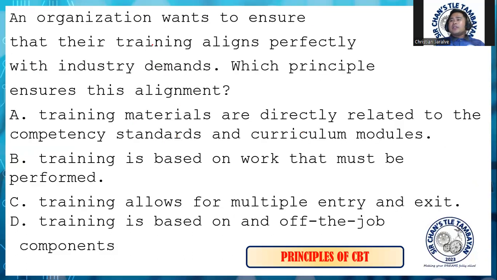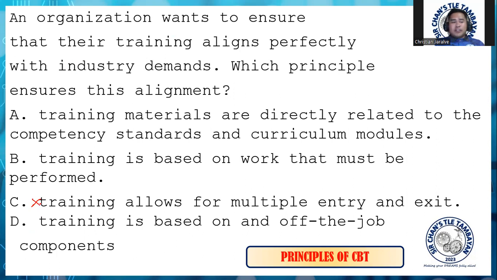Next question, eto. An organization wants to ensure that their training aligns perfectly with industry demands. Okay? Now, which principle ensures this alignment? Eto, meron tayo ditong clue word dito, no? Training aligns perfectly with industry demands. Yan lang po, teachers, ma-eliminate agad si letter C dahil hindi po kayo nag-stop along the way. Okay, let's eliminate letter C.